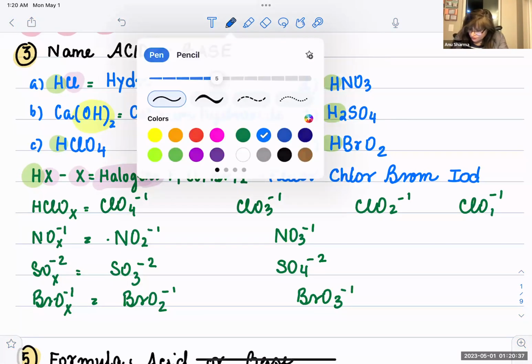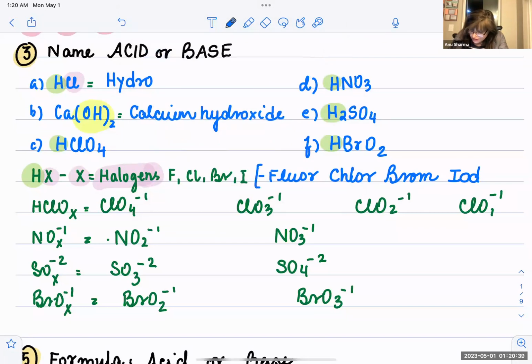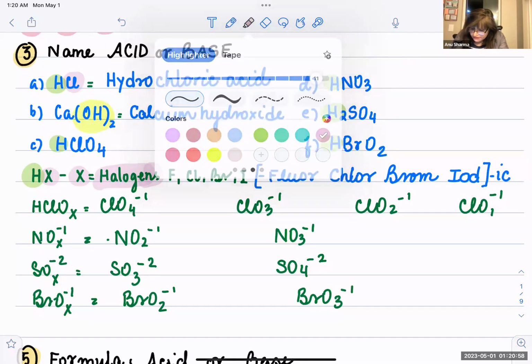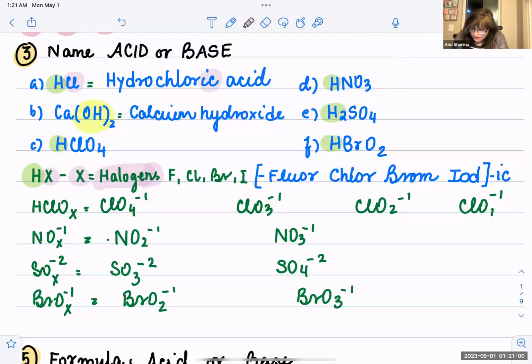If they attach with hydrogen, their names will shorten like this, and the ending you just have to put is IC. So in this case, this is hydrochloric acid. All of them will end in IC and then acid. So that's as far as the non-metals are concerned. All the non-metals will end in IC and then acid.